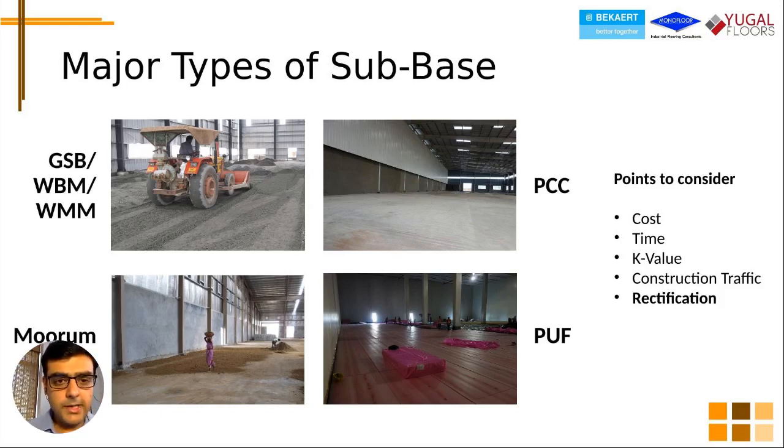So now we get into sub base, or the layer that comes between the subgrade and the concrete floor. There are essentially four broad categories. The first one is what we generically call a granular sub base, or waterbound macadam, or water mix macadam. Second one is PCC, or plain cement concrete. Third is muram, and fourth is puff panel that we use in cold storages.